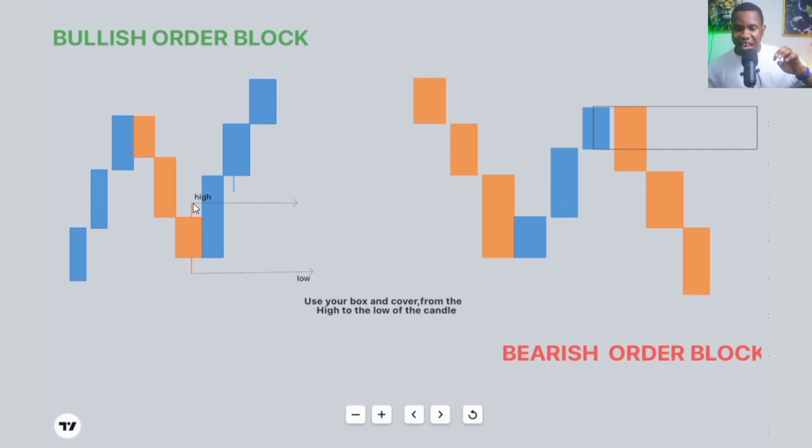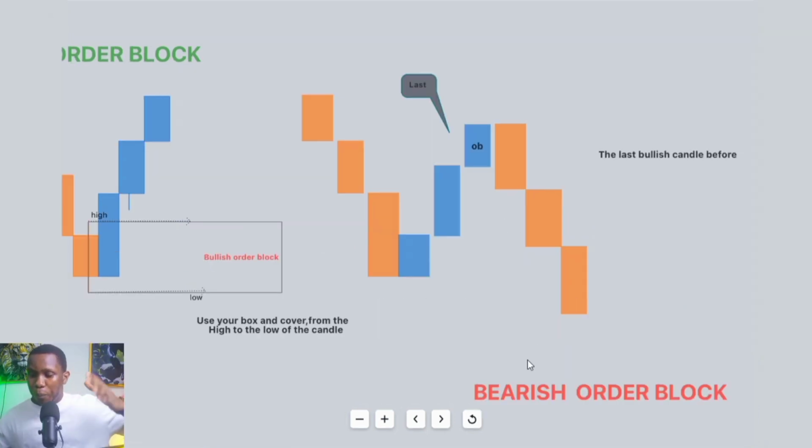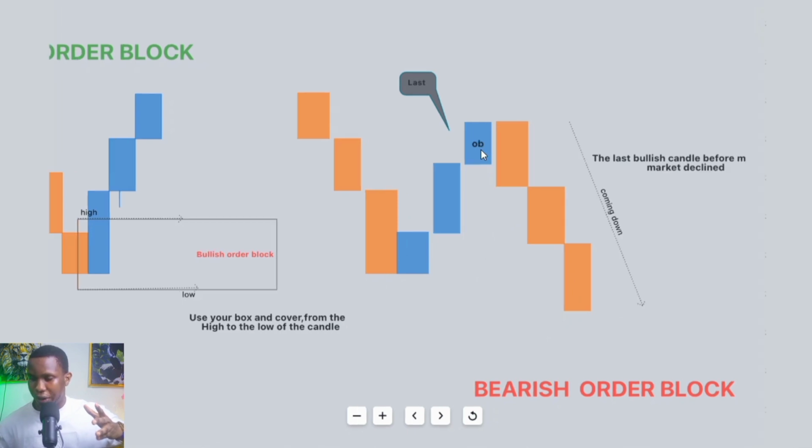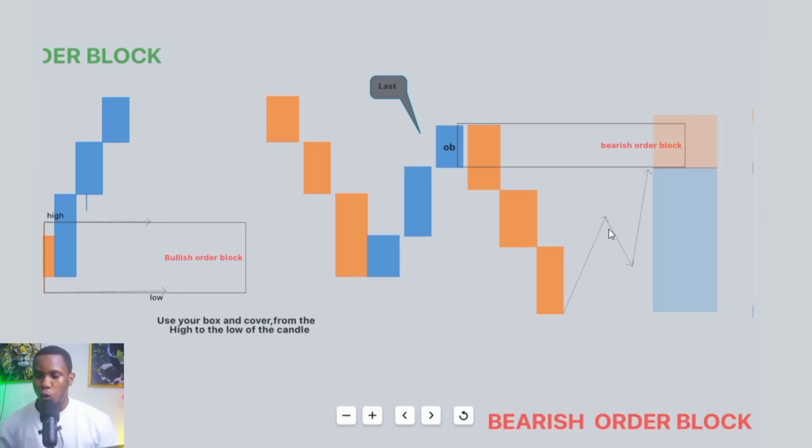You map out the high of this candle and the low of this candle and use your horizontal bars to cover it up, while your bearish order block is the last bullish candle before price action started coming down, and you map out the candle as your bearish order block. So we want price action to return to this bearish order block and we sell to the downside.